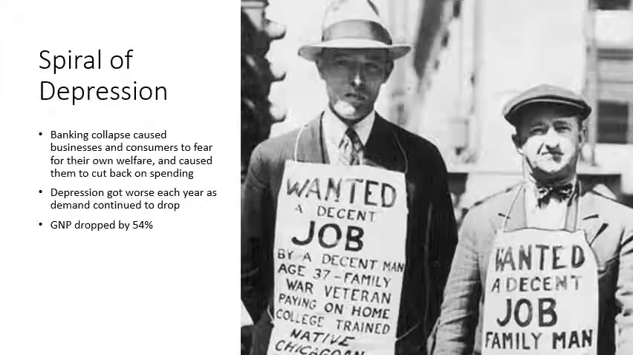So all of this causes a spiral into depression. The banking collapse caused businesses and consumers to fear for their own welfare and caused them to cut back on spending. So what that means is businesses aren't spending money, they're not going out and producing stuff. Consumers are not buying anything because either they've lost their job or they've lost a lot of their money. And this causes the depression to only get worse from year to year as demand continues to drop. The worst year of the depression will be in 1933. And then you see the GNP of the country drop by 54% by the mid 30s.